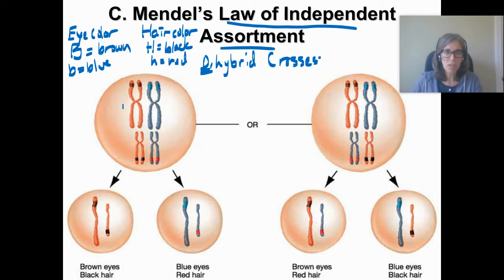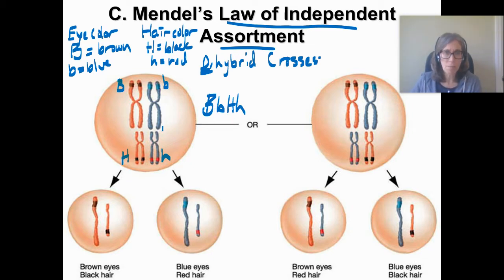And then if you look at this individual, you can see they're diploid because there are homologous pairs. And this person has a big B and a little b on these homologous chromosomes, and maybe a big H and a little h on these homologous chromosomes. So the genotype of this person is big B, little b, big H, little h. So they would have brown eyes and black hair.